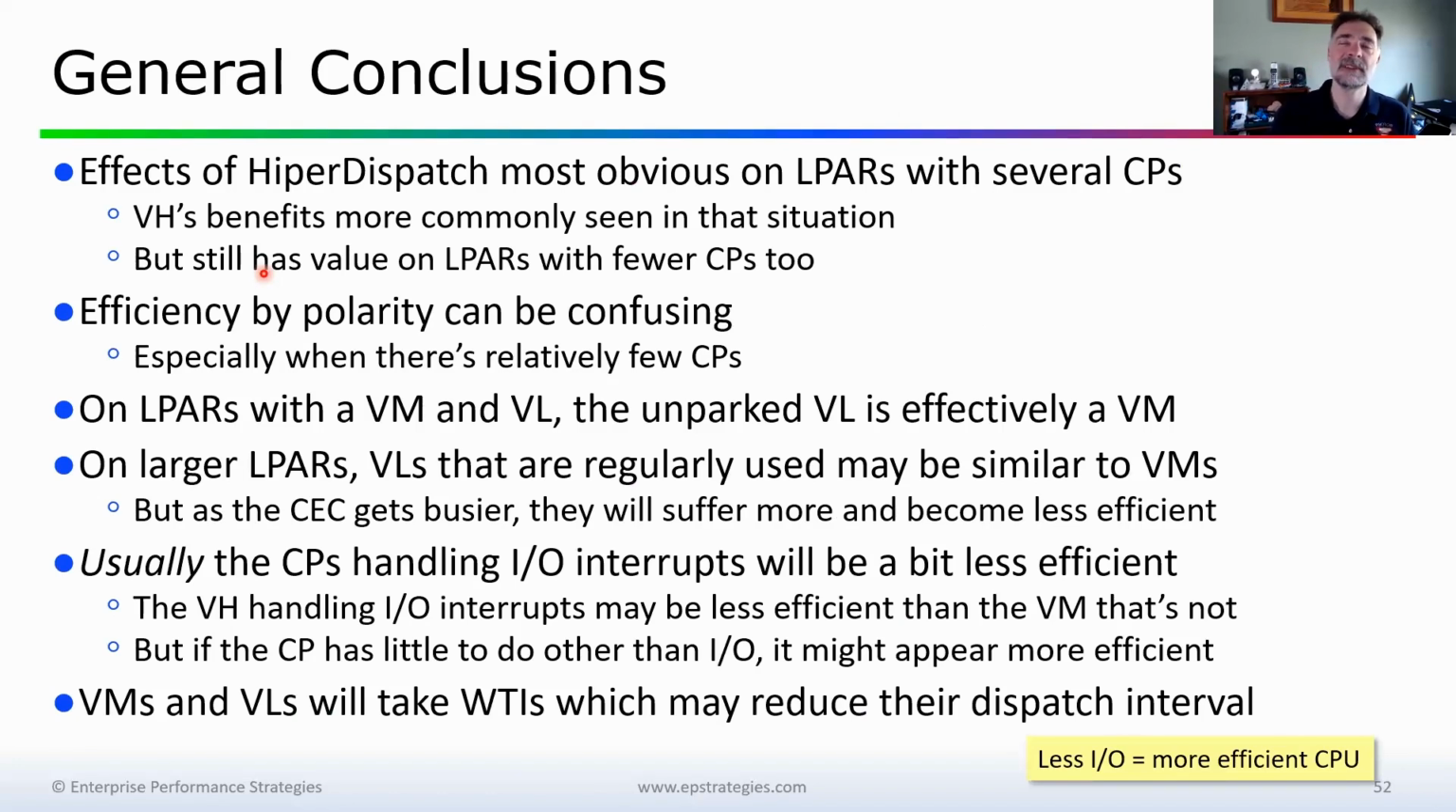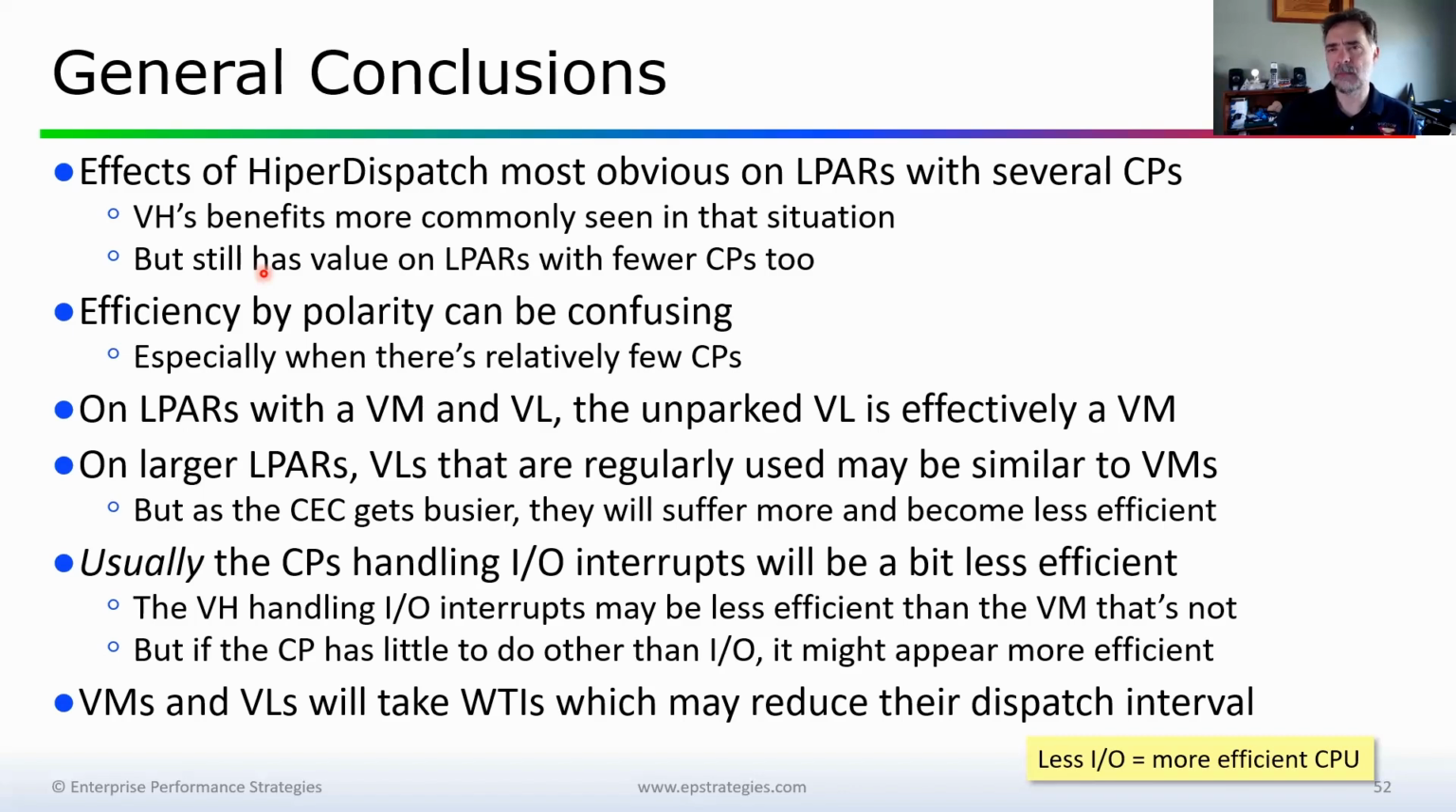Okay, so for my conclusions in the last few minutes I have here: the effects of HiperDispatch are most obvious on LPARs with several CPs, but it still has benefit on those LPARs with fewer CPs as well. And the vertical highs are certainly where you see most of it. Efficiency bipolarity can be confusing, especially if you have relatively few CPs. When we had lots of CPs, we saw a little more separation in the bands. And part of that is whether or not the CPs are handling IO interrupts.